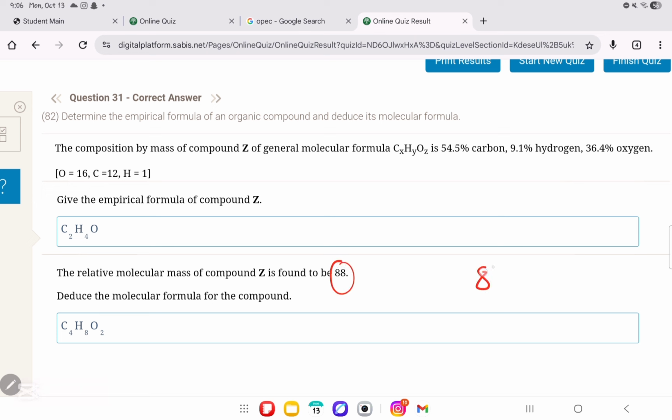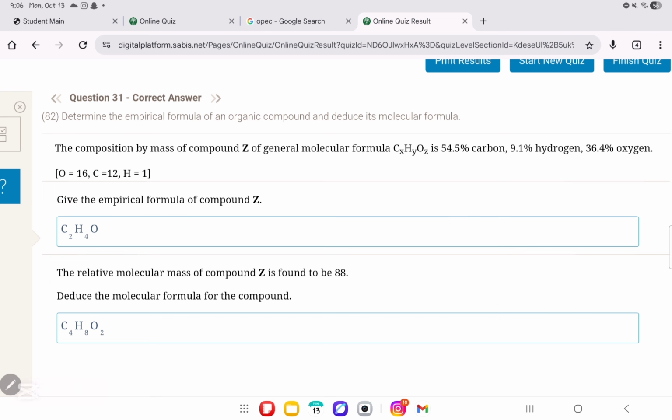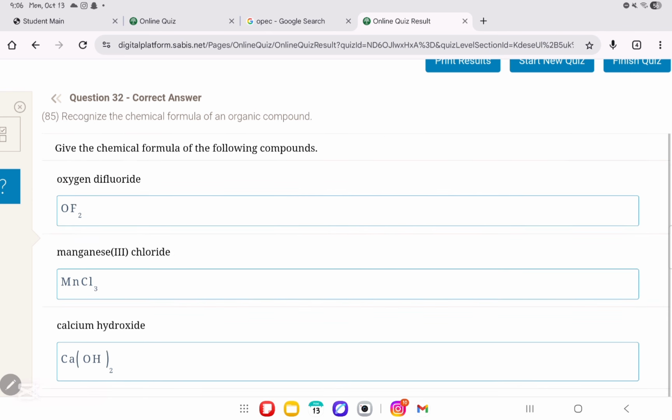Now, how do you find the molecular formula if they give you the mass? The mass is 88 divided by the empirical formula mass. So it's going to be 2 times 12 plus 4 plus 16. So that's 44. So the given mass divided by the empirical mass, which is 44, will give you a ratio, which is 2, right? So that means we'll need to multiply all of this by 2. So it will be C4H8O2.